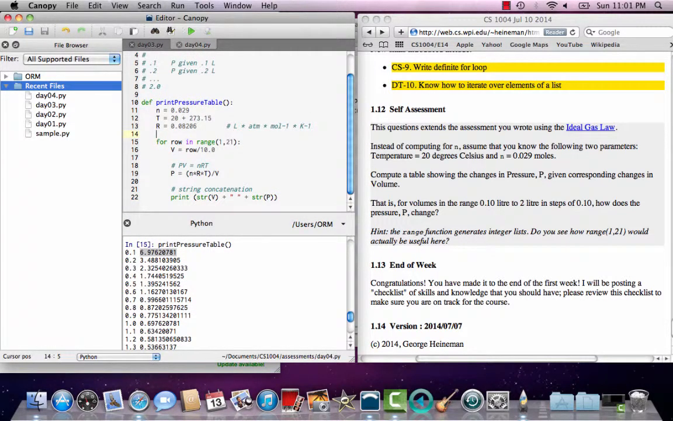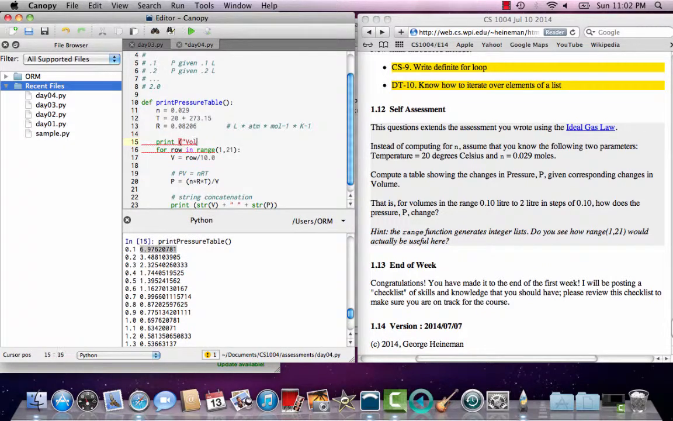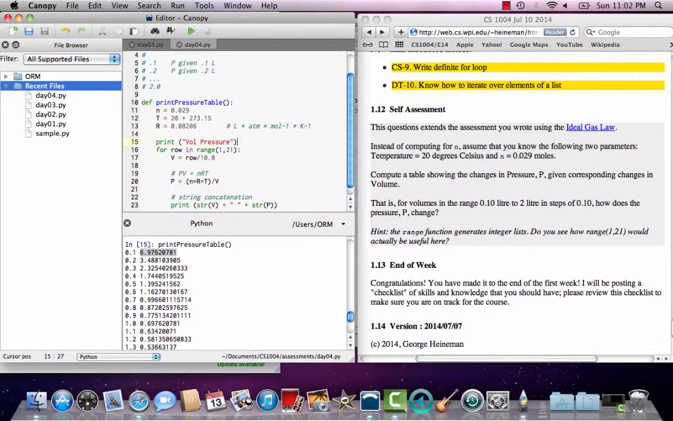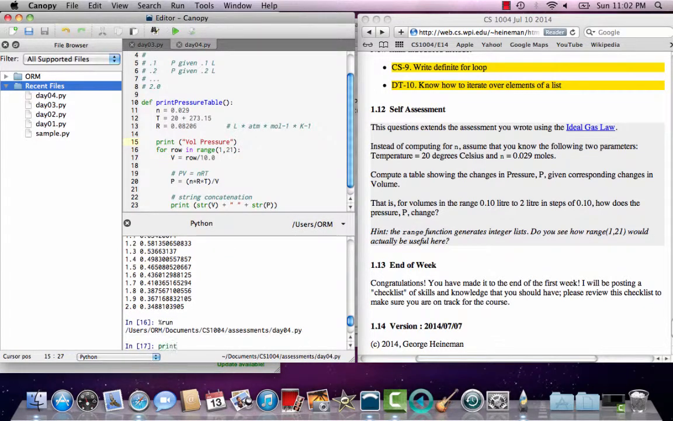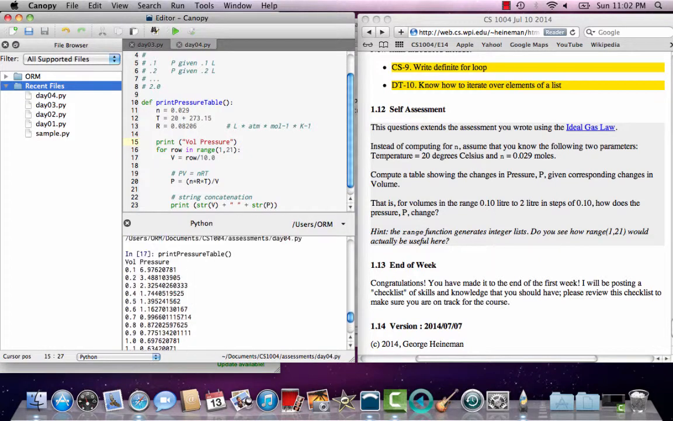When you have a table, it can be helpful to have a header at the top, just to remind you what the columns are. So I'm going to put this at the top saying volume with a space, and then pressure. So that now I've got not only the right information, but I've actually made it a little bit user-friendly to read through, with the volume of 0.1 liters, the pressure is 6.97 atmospheres.